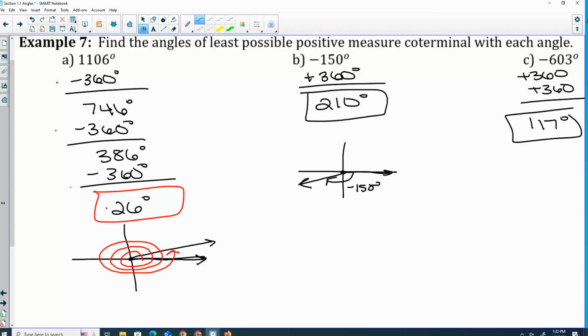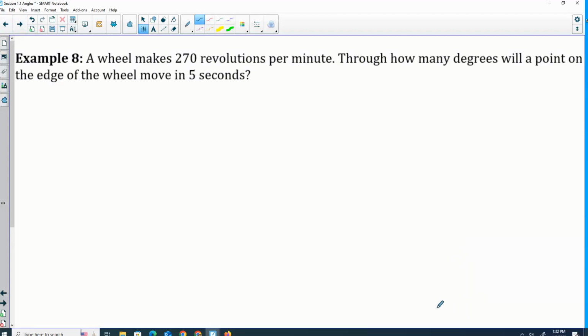The last thing I want to touch on, sometimes we need to do some conversions in here. So we're going to do just a couple conversion problems right now. We will do more later on in coming chapters, but just introduce it. So a wheel makes 270 revolutions per minute. Through how many degrees will a point on the edge of the wheel move in 5 seconds?